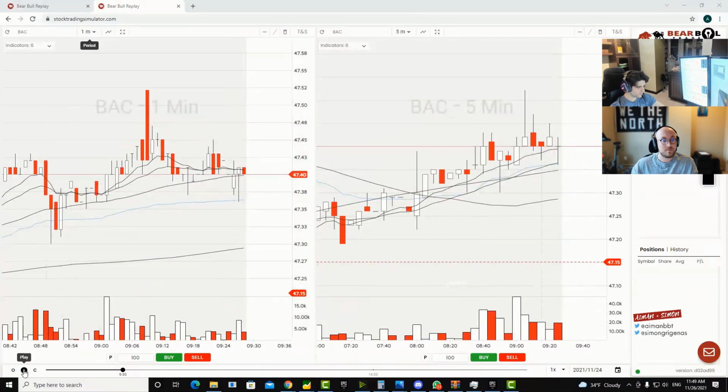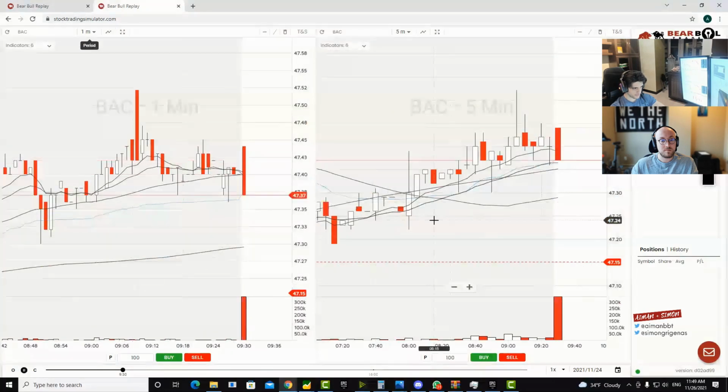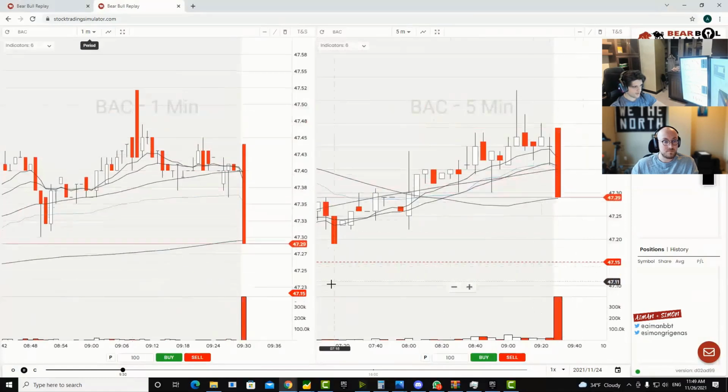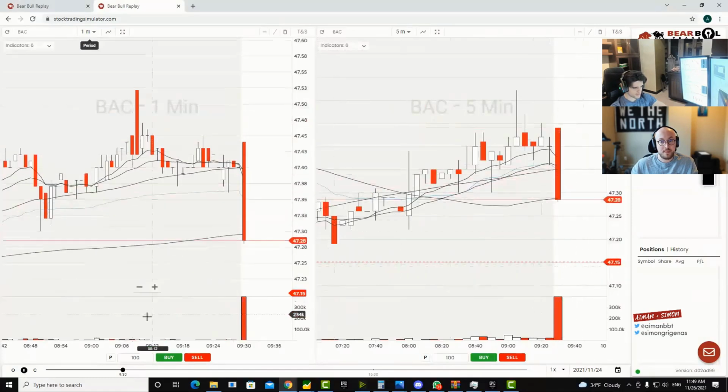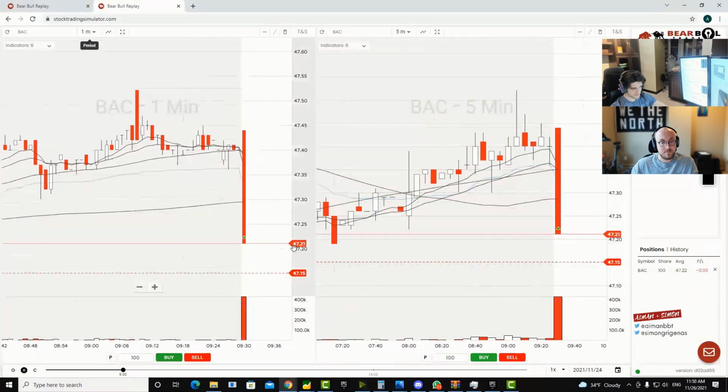Now let's start it with 1 times speed, because I remember when I played this one, my entry was on the first minute. As I mentioned, I tried to enter as close as possible to the 47.15 area, and for me that is usually around 7% of the ATR. I'll try to enter around 47.22, which is, there it is, 7% of the ATR. The ATR on BAC, or the average true range, is $1. 7% out of it is 7 cents.